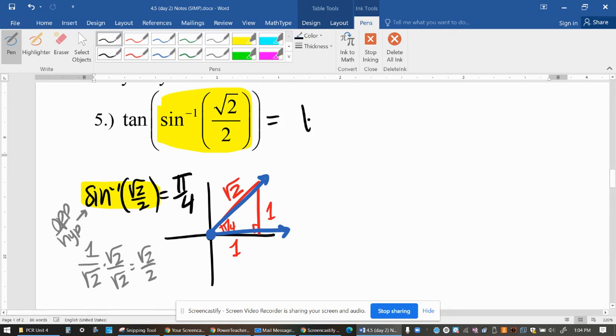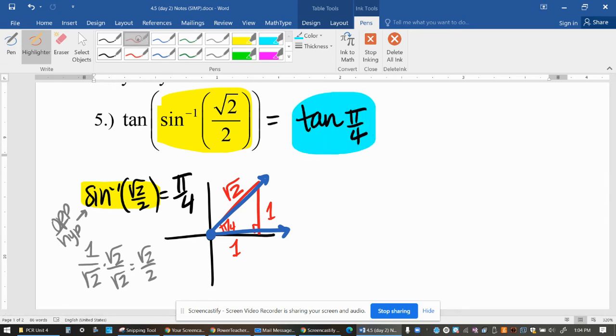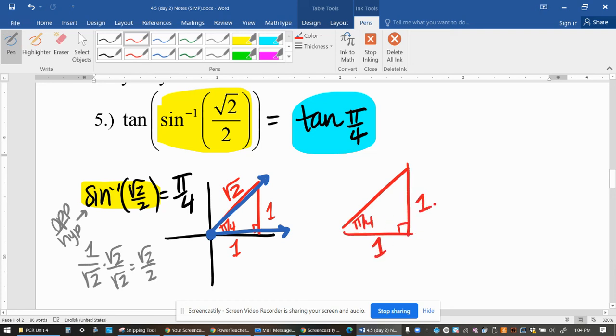So now I'm going to substitute that back into the original problem. And now I'm going to focus on answering this part. What is the tangent of pi over 4? So I already have the diagram labeled, right? Positive pi over 4. I'm just going to make it a little bigger. All the side lengths are positive. Tangent of pi over 4 is opposite over adjacent. So here's my reference angle. Opposite over adjacent is 1 over 1.